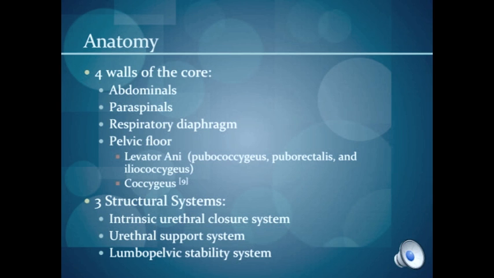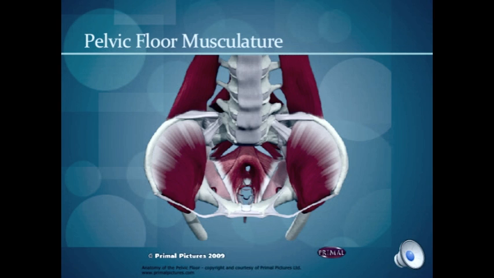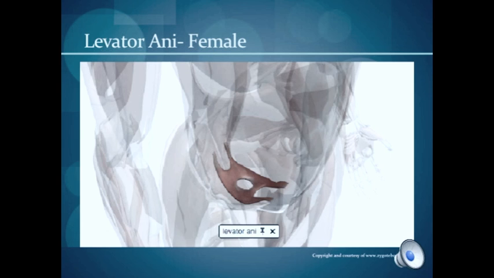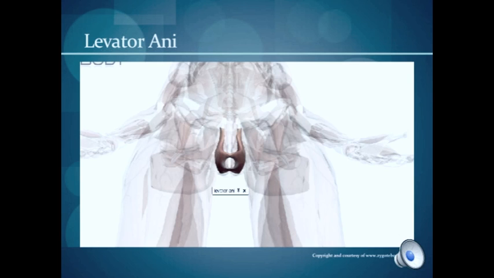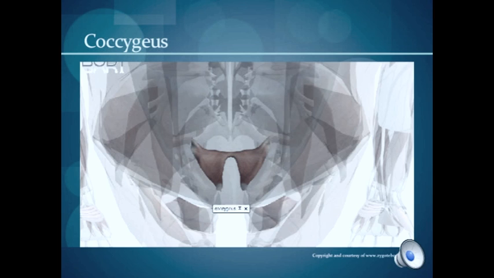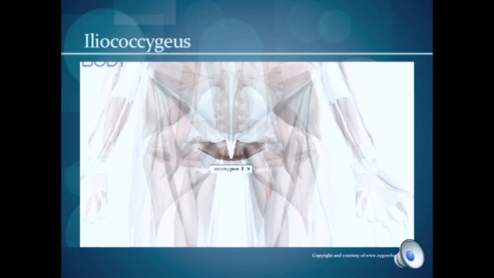Here's a picture of the pelvic floor musculature in its entirety, as well as the levator ani in the female, the levator ani in the male. Here's an inferior view. Here's some pictures of the coccygeus, as well as the iliococcygeus.